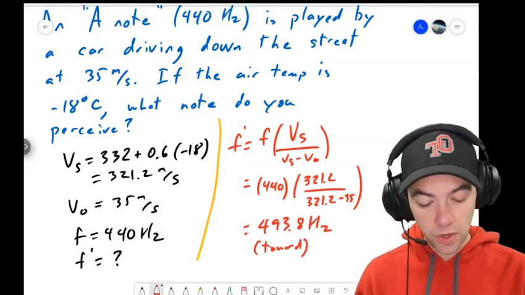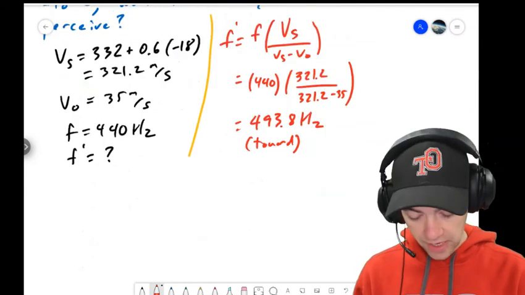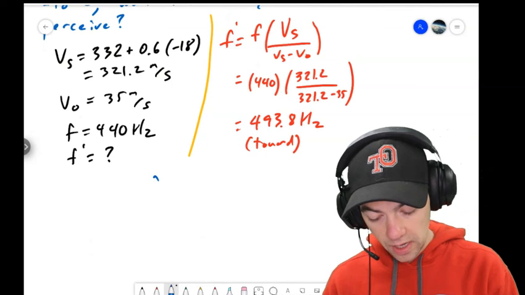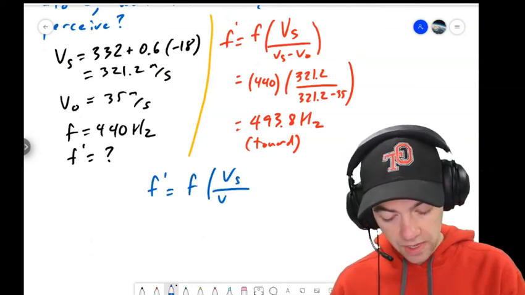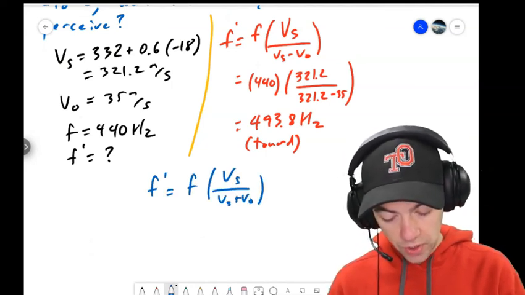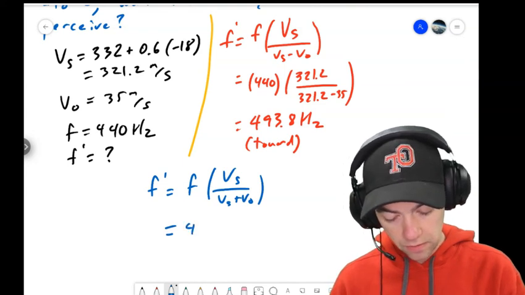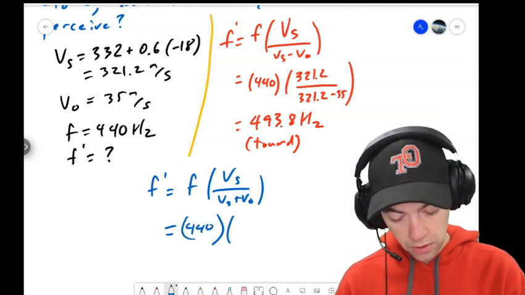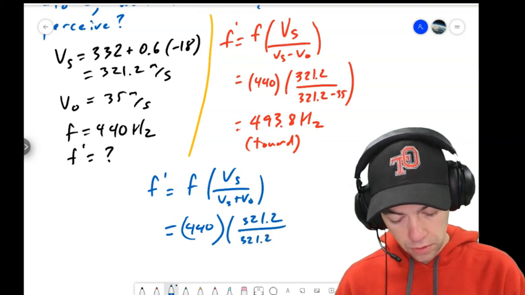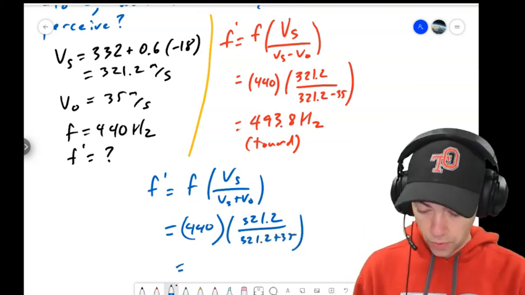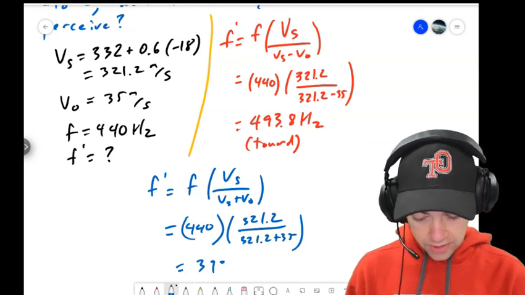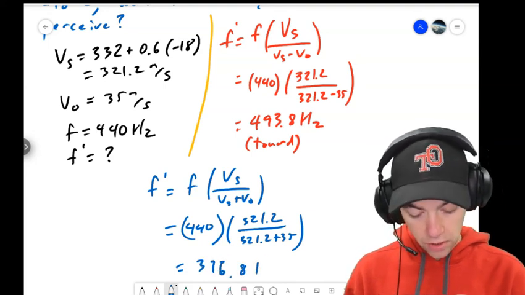Same idea for going away. The difference is in this case, our formula is going to be f prime is equal to f Vs plus Vo. So yet again, same numbers. And when we plug in, we get 396.8 hertz.